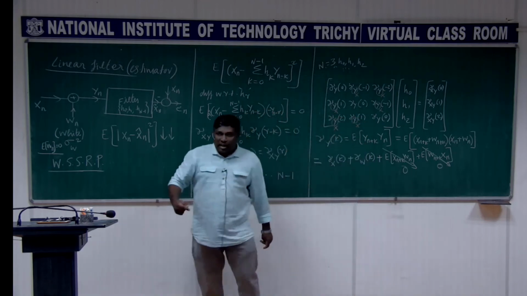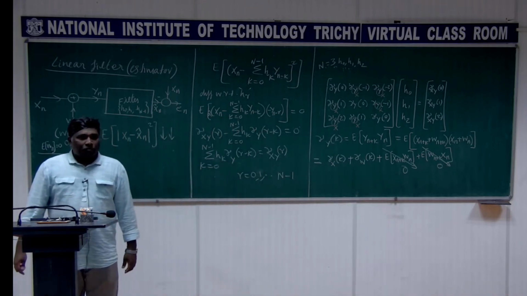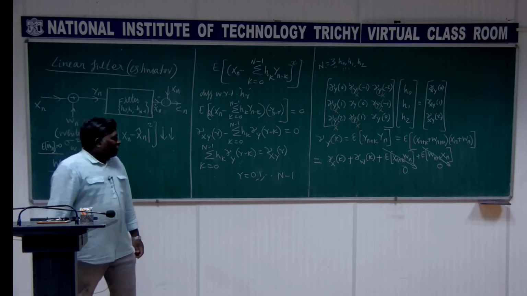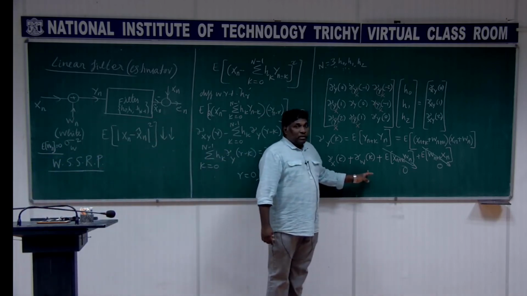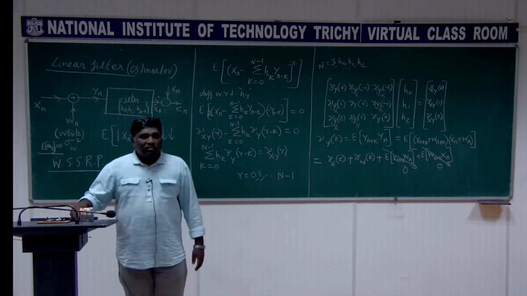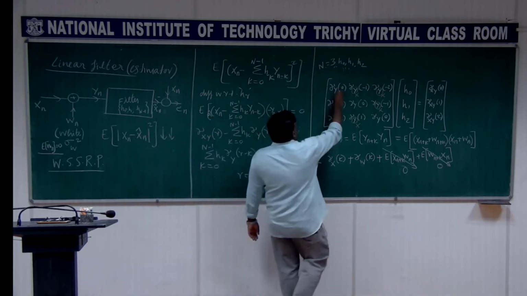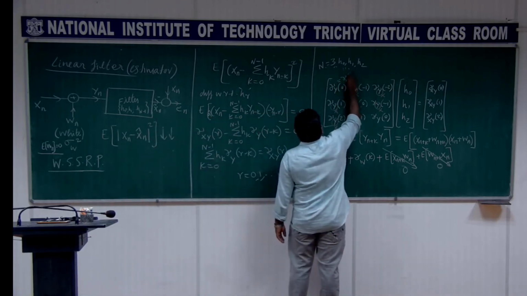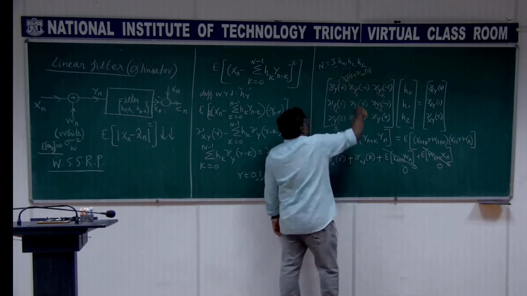Except on the diagonal, you have gamma y of 0. Gamma y of 0 is gamma x of 0 plus gamma w of 0, and gamma w of 0 has a value. So only for the diagonal element you get gamma x of 0 plus gamma w of 0. I can replace it like this.